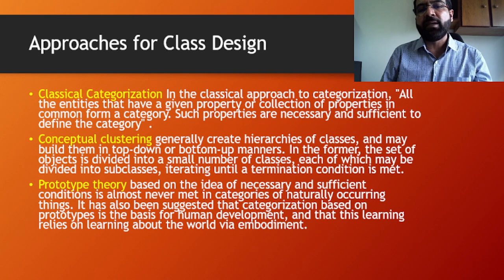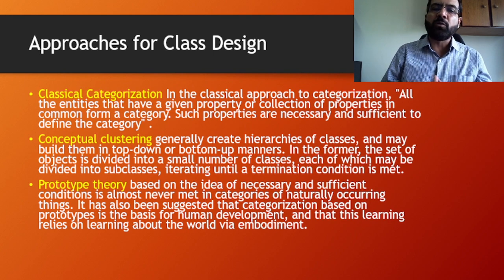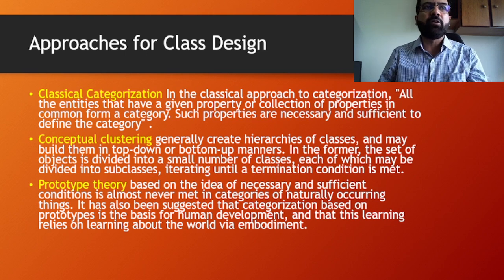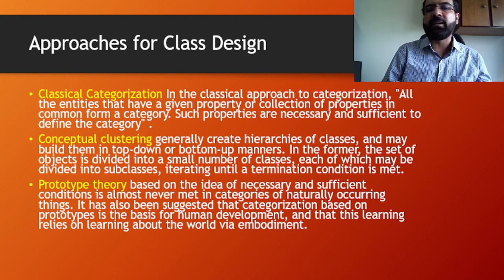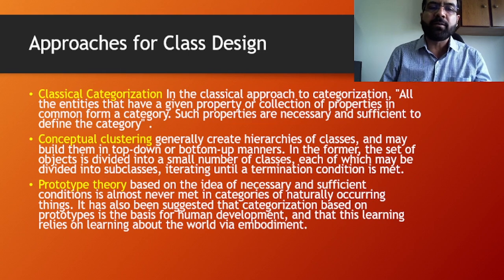Another concept which is very much related to our computer science approach is called prototype theory, which is based on the idea that necessary and sufficient conditions are almost never met in categories of naturally occurring things. It means that rather than pure classical categorization or a conceptual clustering approach, it is better to develop your own definition. So define what you want to have in your prototype, and then look at a certain object, whether that object fulfills that criteria or not. If it fulfills the particular criteria, it means that it follows the prototype theory.